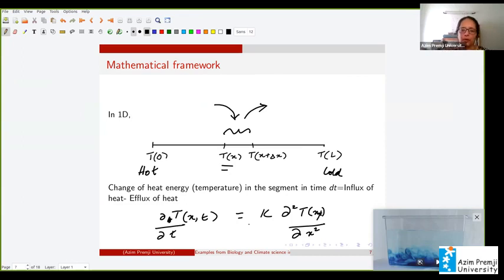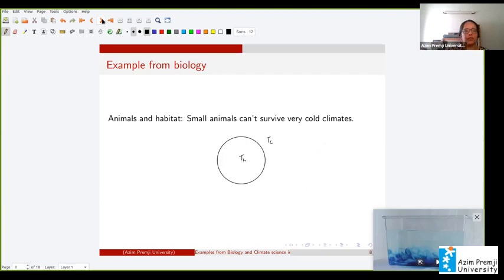So anyway, all of this is just the preamble. I thought there's a very nice example where all of this stuff starts to make sense in a very amazing way. And this is an example from biology. And the question, sorry, the assertion is actually very simple. The assertion is that small animals cannot survive in very cold climates.